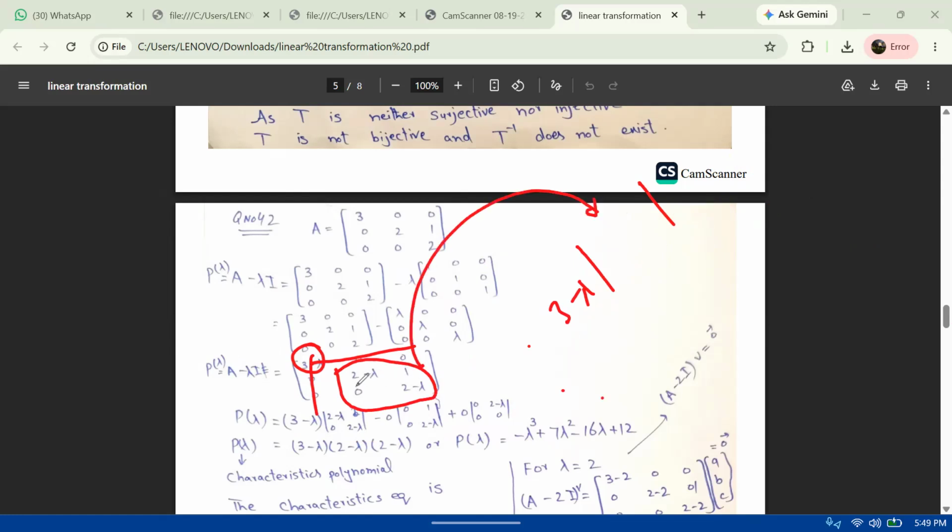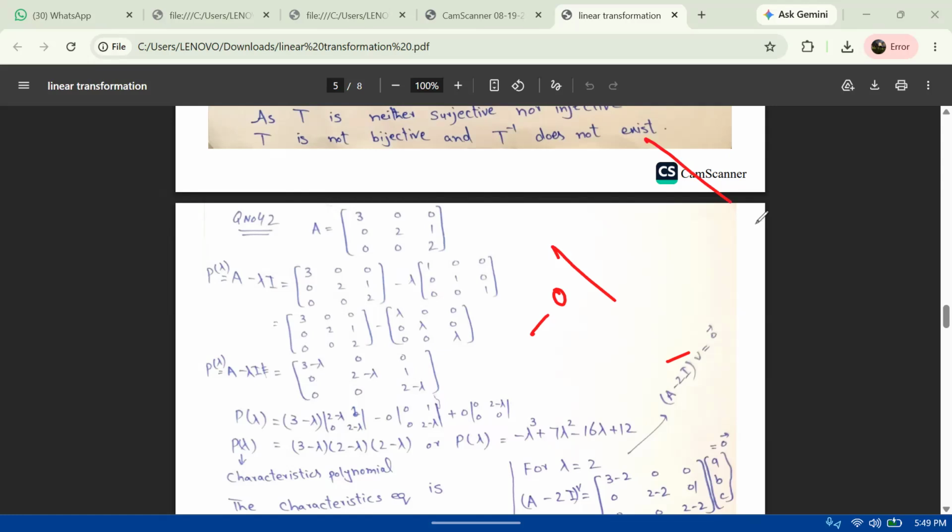So 2 minus lambda, 1, 0, 2 minus lambda here, and after that you put the minus sign, and then this number 0, and you put the two straight lines, and you ignore this row and column, you get 0, 0, and 1, 2 minus lambda. After that you put the plus sign, and for this number you ignore this line and this line, you get 0, 2 minus lambda, and 0, 0. In this way you expand your matrix.